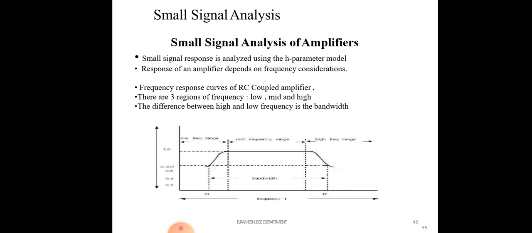At a certain stage the reactance becomes zero, which allows the maximum amount of signal, and your current is maximum. Current maximum means voltage gain is also maximum. At mid frequency the gain is constant, and at high frequency your gain decreases. That is the reason why at low frequency the circuit capacitor reactance is high.